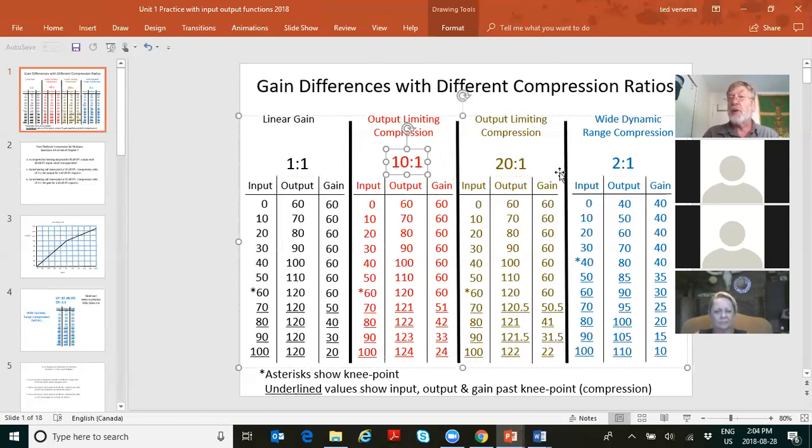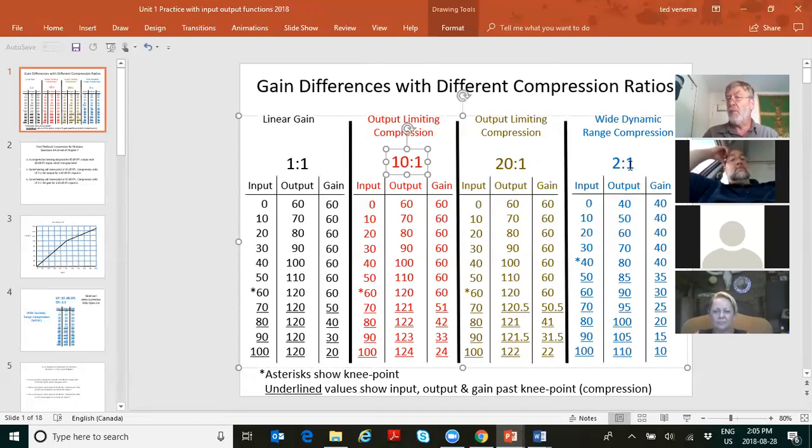Look at the gold-colored column. Here you've got a 20 to 1 compression ratio, because as my inputs went from 60 to 70, my output only went up by half a dB. And as my inputs increased by another 10, my outputs increased by only half a dB. So now you've got a 20 to 1 compression ratio.